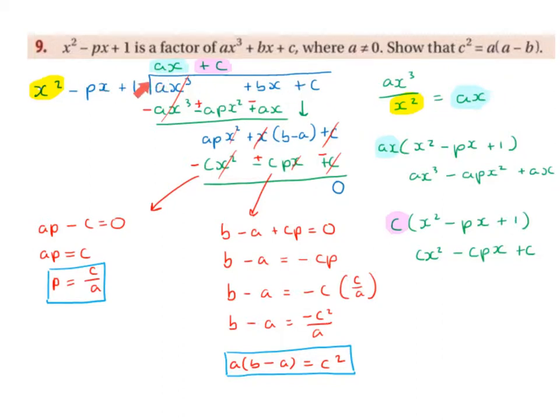So we take the highest power of x inside the bus stop, ax cubed. We're going to divide it by the highest power of x outside the bus stop, x squared. Ax cubed divided by x squared is ax. So this goes on top of the bus stop.